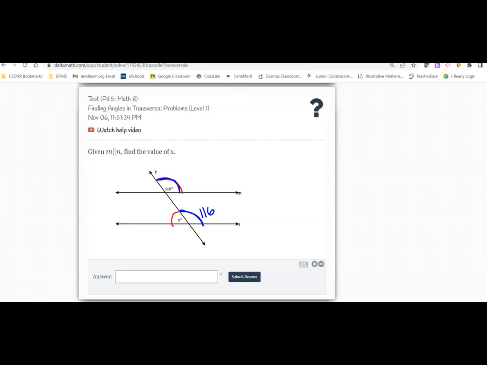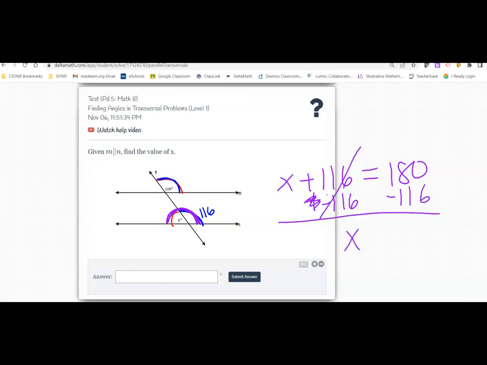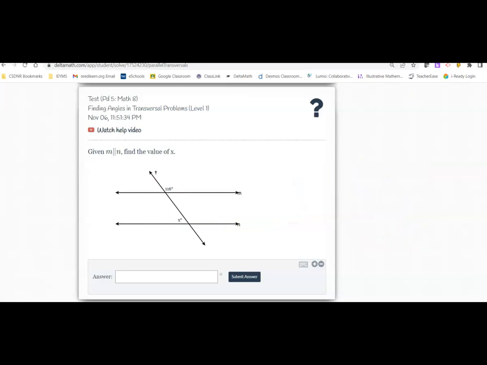And these two angles together make a half circle. So these two are supplementary. So x plus 116 is supplementary. So if I subtract 116 from both sides, then I can find my missing angle measure. So that would be 180 minus 116, and that would be 64. So 64 is my missing angle measure, because those two are supplementary.